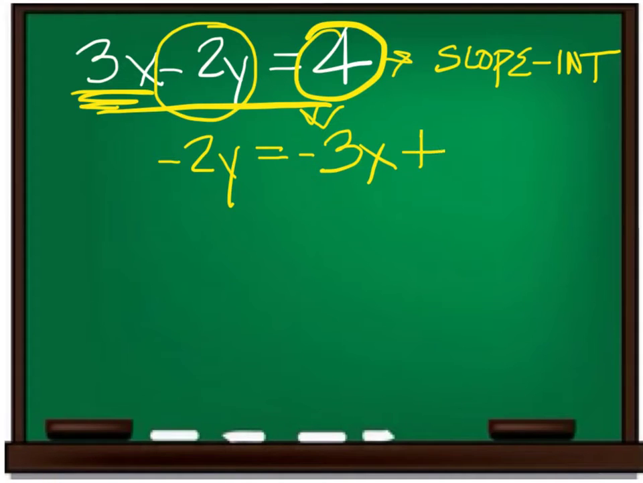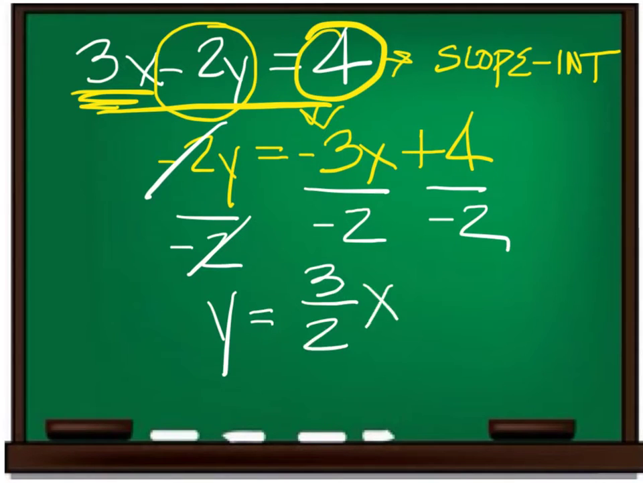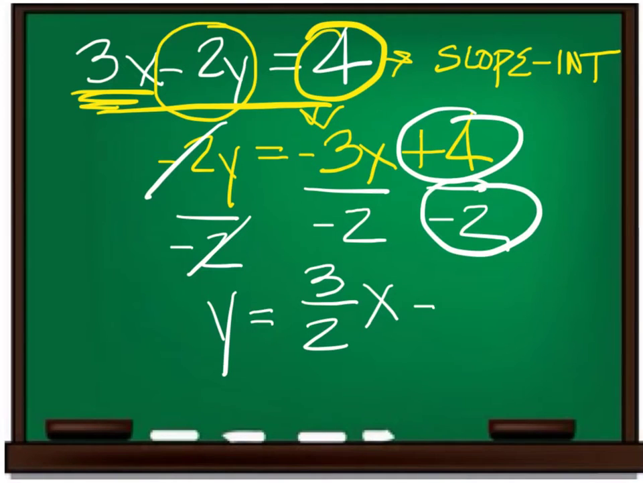Leave the 4 where it's at. Once you have that, divide everything by negative 2. These cancel out. Negative 3 over negative 2 is positive 3 over 2, x. 4 over negative 2 is going to be minus 2.